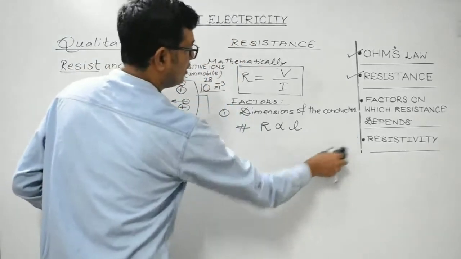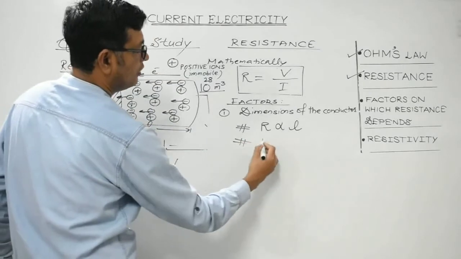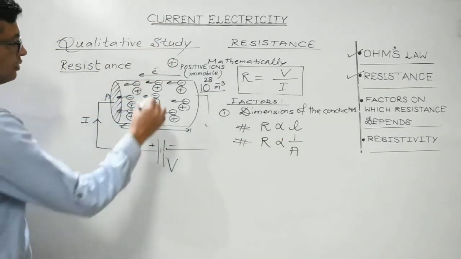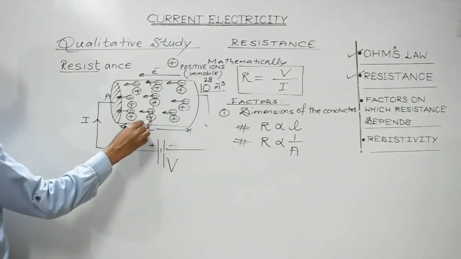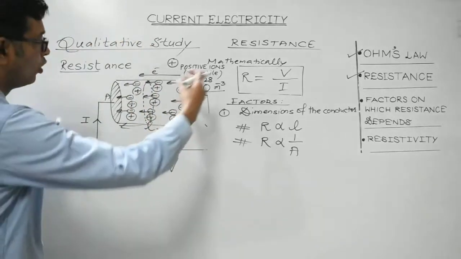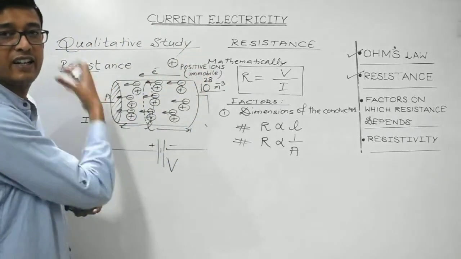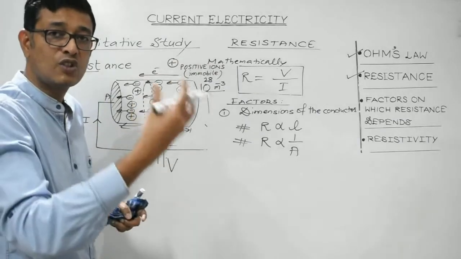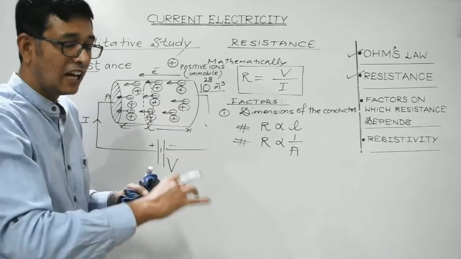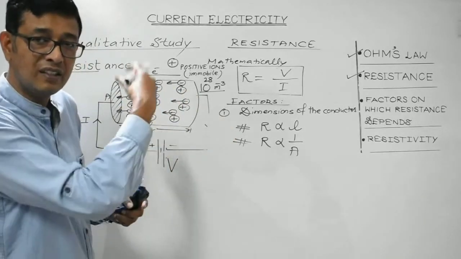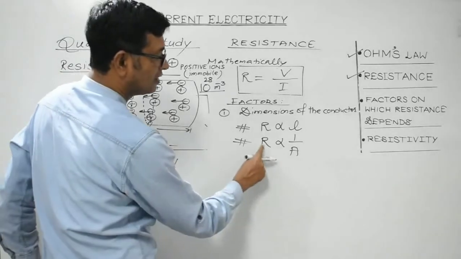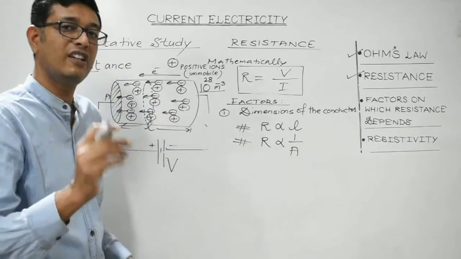Second, it is inversely proportional to the cross-sectional area of the conductor. Now look, this is the cross-sectional area. The greater the cross-sectional area, the more charge crosses per unit time. And the more charge crosses per unit time, the greater the value of current. A larger current flowing in the conductor means lesser resistance offered by the conductor. So therefore, resistance is inversely proportional to the cross-sectional area of the conductor.